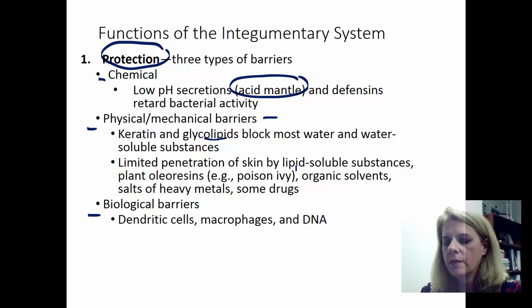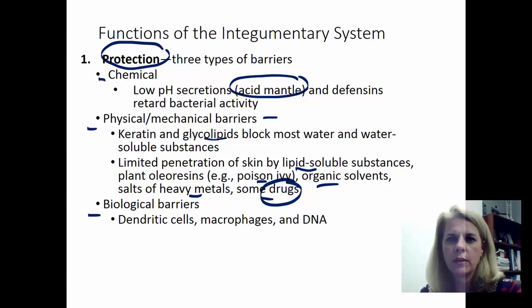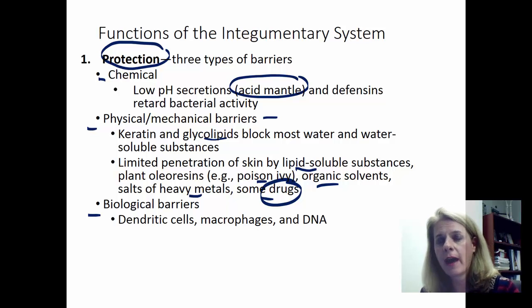So if something is lipid soluble or fat soluble, like poison ivy or some organic compounds, think about paint thinner, things like that, heavy metals and drugs, those can go through the skin. That's why some drugs are embedded into a lotion. There's a testosterone medicine that they'll put in a lotion, or some of your drug patches, things that allow the drugs to be lipid soluble can then go through your skin when you're wearing these patches and things like that.